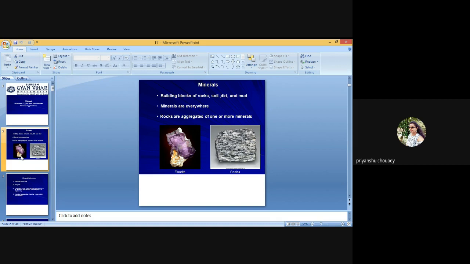coarse textured: granite, diorite, gabbro, hornblendite; intermediate textured: rhyolite, andesite, basalt; fine textured: felsite, obsidian, and some portion of basalt and basalt glass.